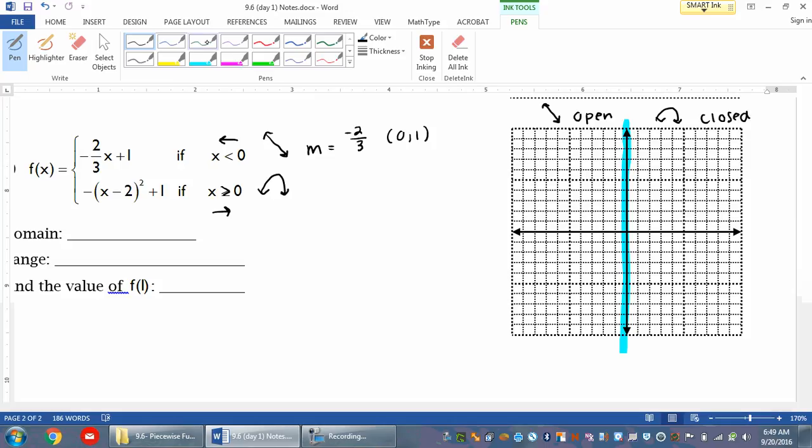All right, let's go ahead and start plotting. So I first start at (0, 1). Notice you're on the line. So what type of circle do you have? Open. Now my slope is down 2, right 3. Because when you always go to the right, the line is always to the right. But since it's negative, I'm going to fall first. So down 2, right 3: 1, 2, 3.